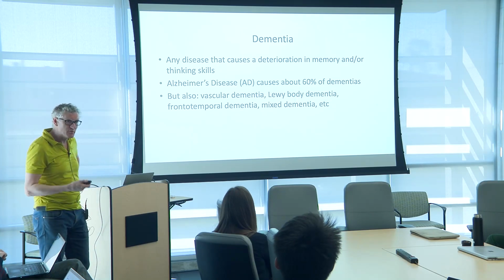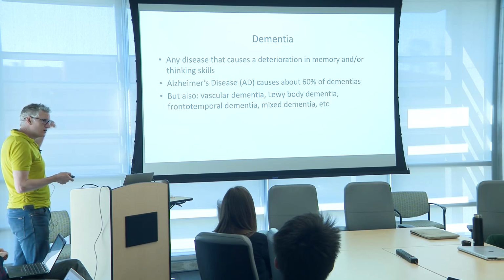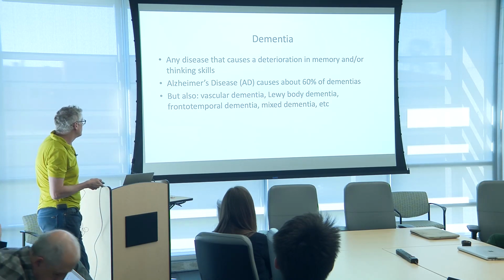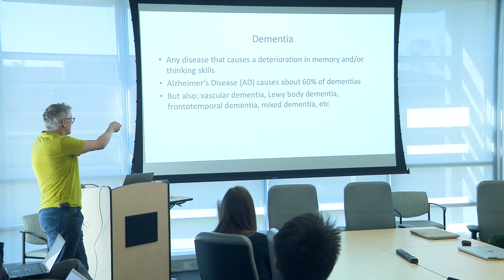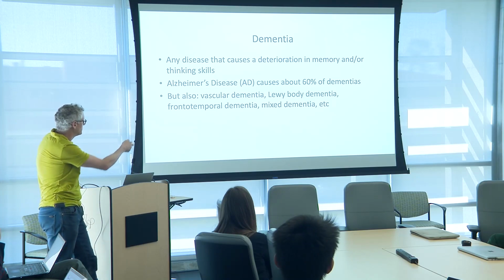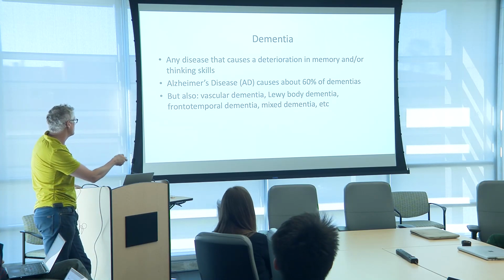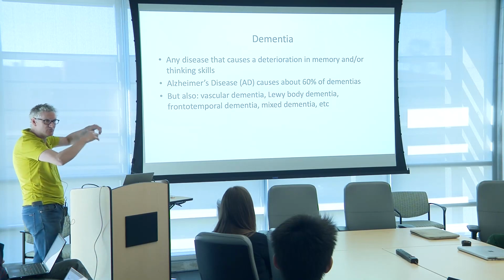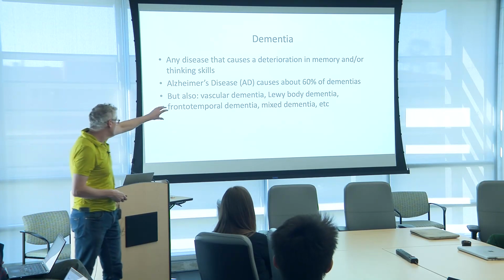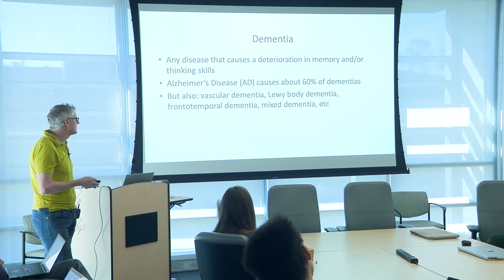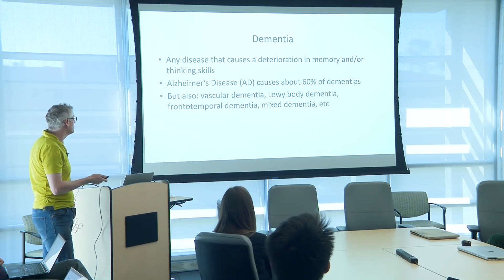And of dementias, Alzheimer's disease is the most common and causes about 60% of dementias. In addition, in order of commonality, you have vascular dementia, Lewy body dementia, frontotemporal dementia, and mixed dementia, where you actually have multiple of these aspects of the various diseases showing together. So, comorbidities.